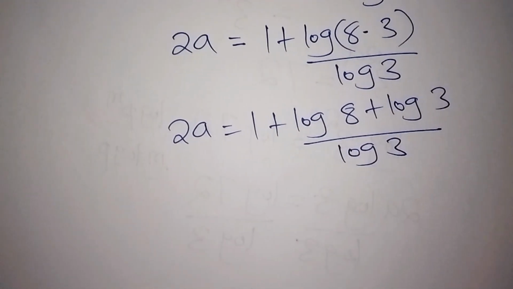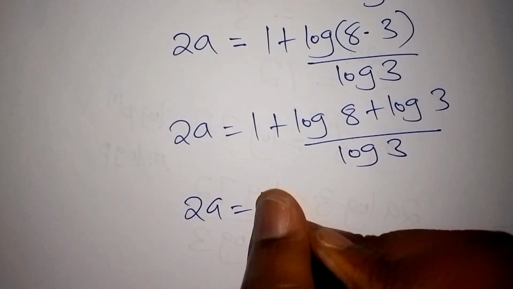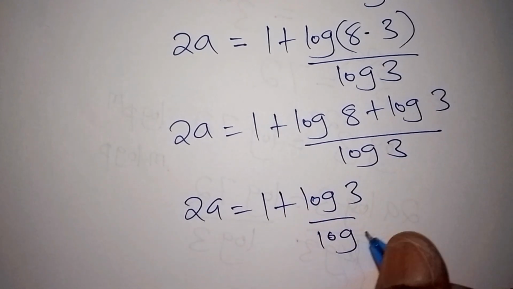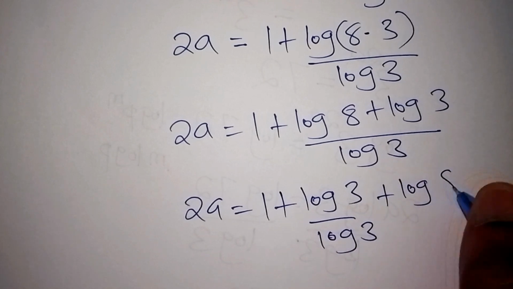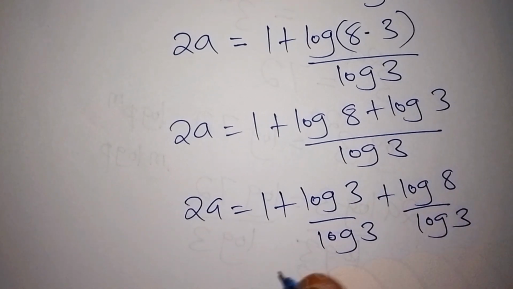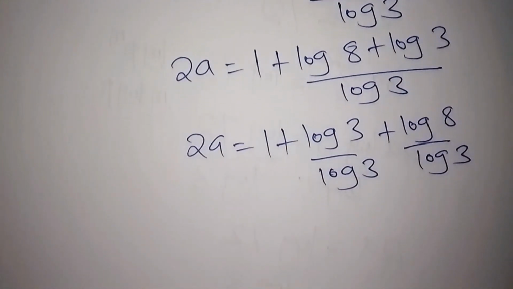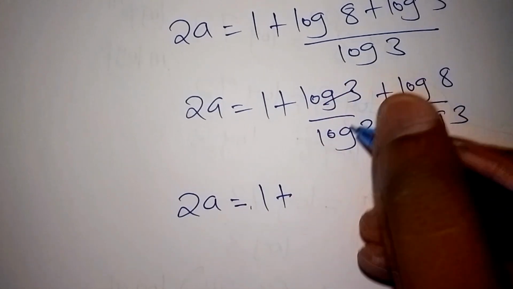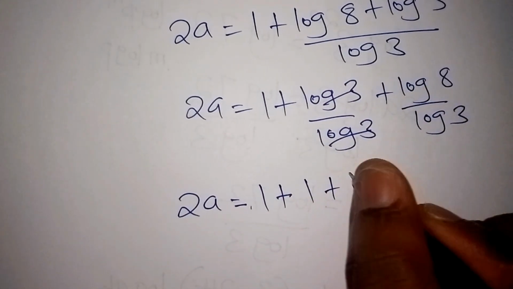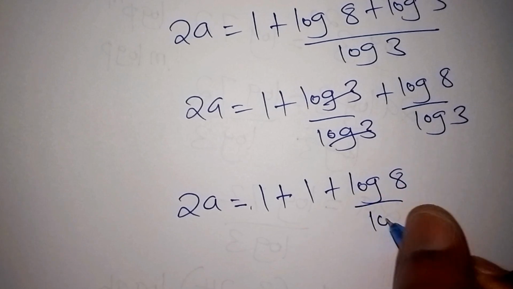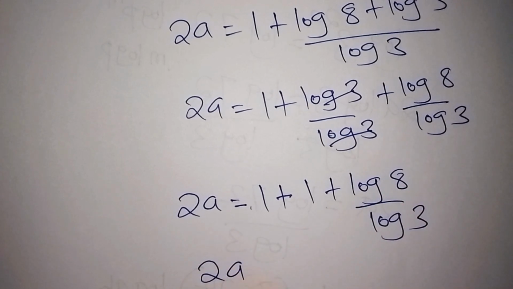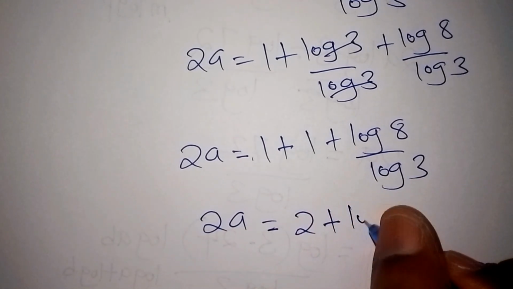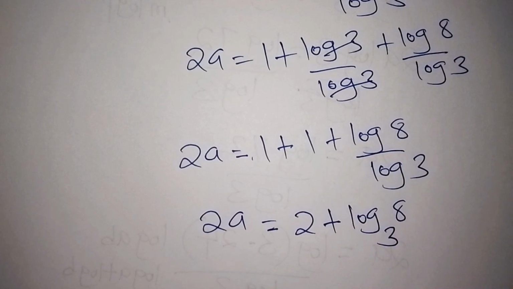So here now we shall say that 2a is equal to 1 plus, so let's interchange, so 1 plus the log of 3 all over the log of 3 plus the log of 8 all over the log of 3. So here now 2a, so we're almost done. 2a is equal to 1 plus, so log 3 and log 3 shall cancel, so we shall have 1 plus 1 plus the log of 8 all over the log of 3. So our 2a is equal to 1 plus 1 is 2 plus the log of 8 to the base of 3.